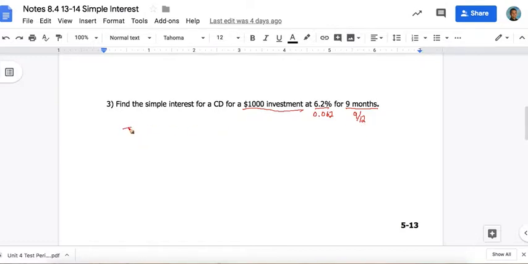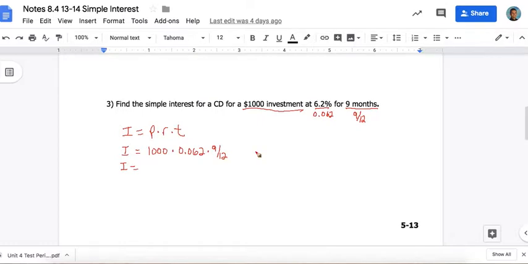Okay, so write the formula. I equals principal times rate times time. The investment or principal is $1,000. The rate as a decimal is 0.062. And the time is 9/12. Now, when I multiply this, I can just multiply these together and do times 9 divided by 12 and hit equals at the end.